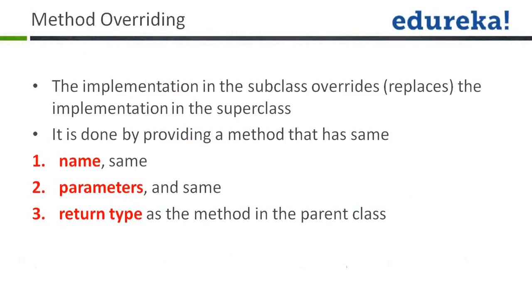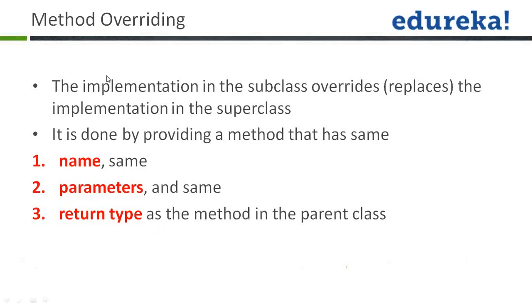I come to method overriding. Now what is method overriding? The implementation in the subclass overrides, replaces the implementation in the superclass. Okay. Now it is actually done in inheritance itself. When a class extends a superclass, now there was a method in the superclass. So whenever you want to replace the exact one, in those cases you can replace it using the method overriding concept that is present in Java.